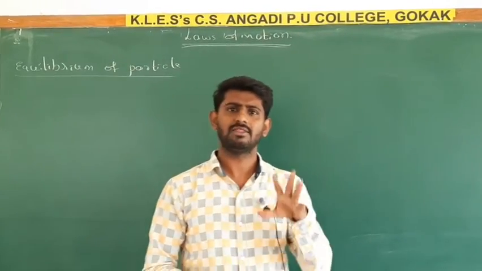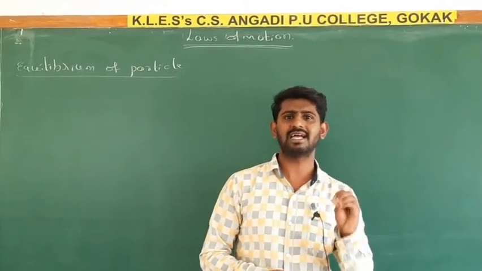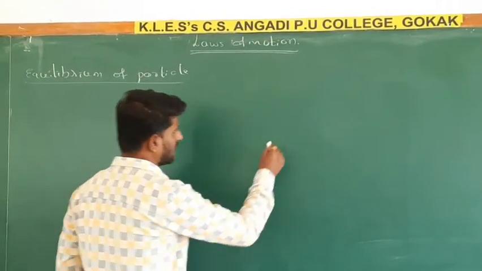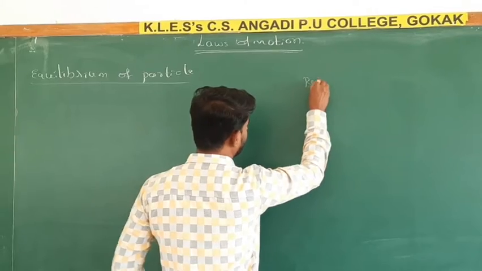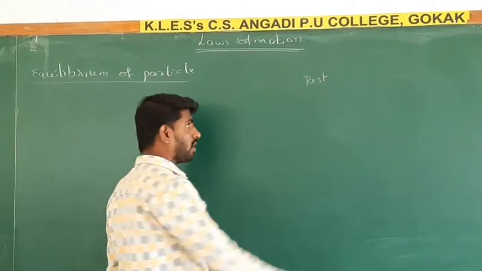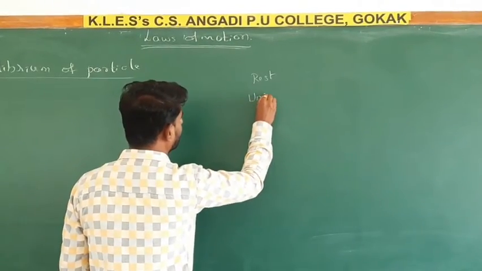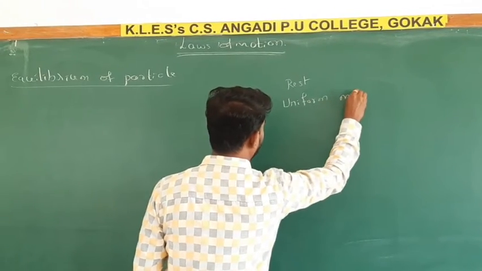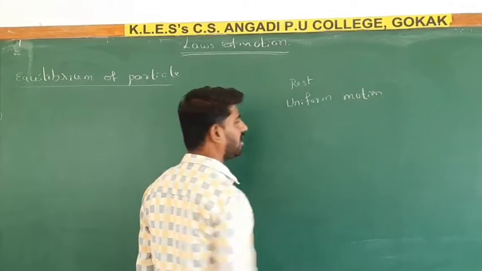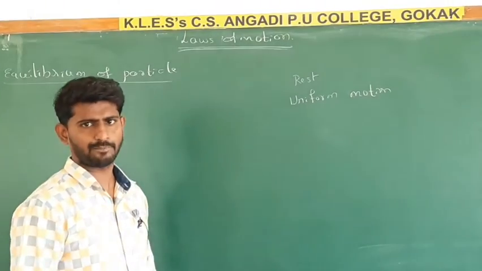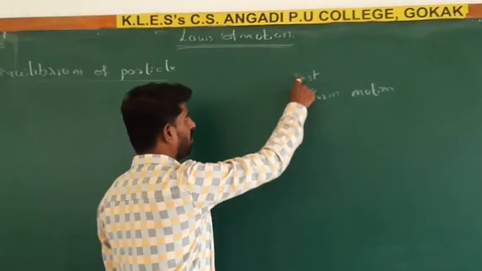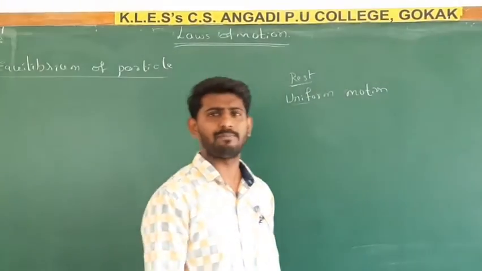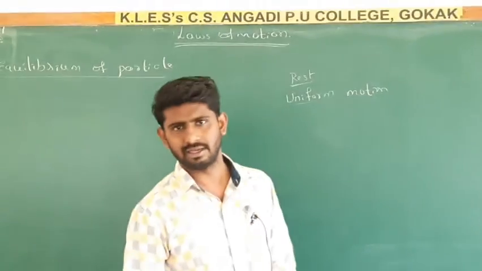When do you say the body or the particle is at equilibrium? I'll give an example. Suppose the body is at rest, or the body is under uniform motion, that is, the body moves with uniform velocity or speed. If it is either at rest or in uniform motion, then we say the particle is in equilibrium.